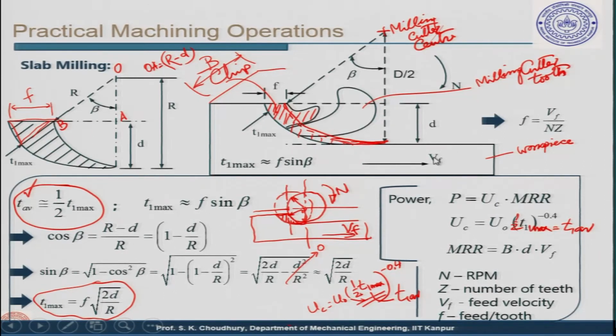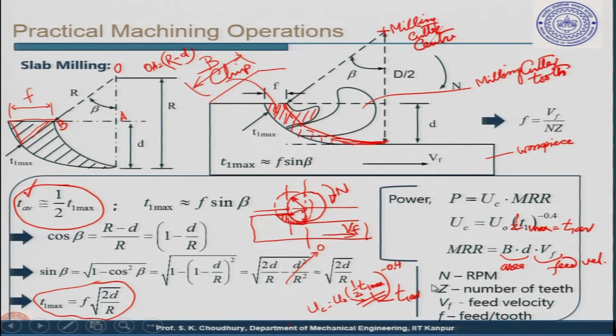Now, it is the feed velocity that we have to take, because the feed velocity is given to the workpiece. So, the material removal rate will be area into velocity, and the velocity has to be Vf. This is the area and this is the feed velocity. Here, n is taken as the RPM, Z is the number of teeth, Vf is the feed velocity, and F is the feed per tooth.